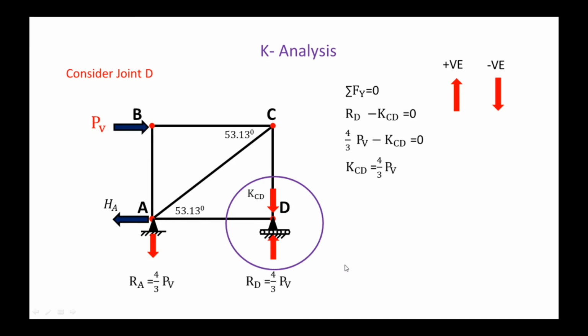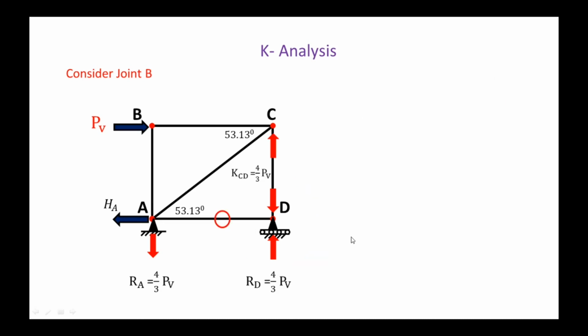Then our aim is to find the KAD, the force in member AD. This member is horizontal, so apply the sigma Fx condition. Sigma Fx is equal to 0. At the joint D there is no force, that is why we can say directly KAD is equal to 0. Now next, consider the joint B.